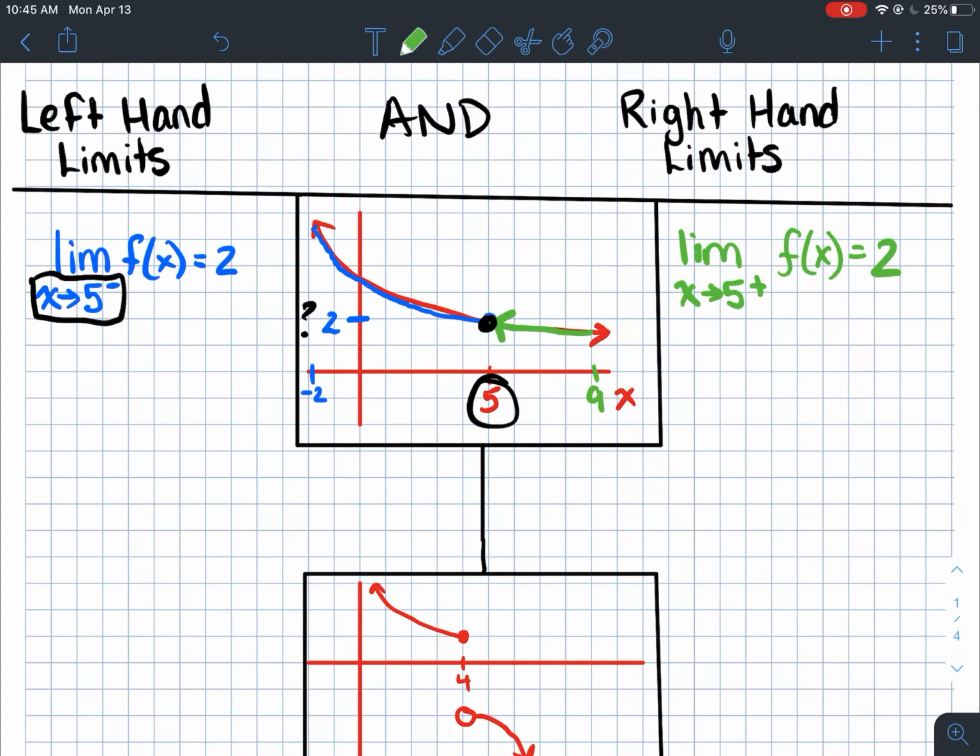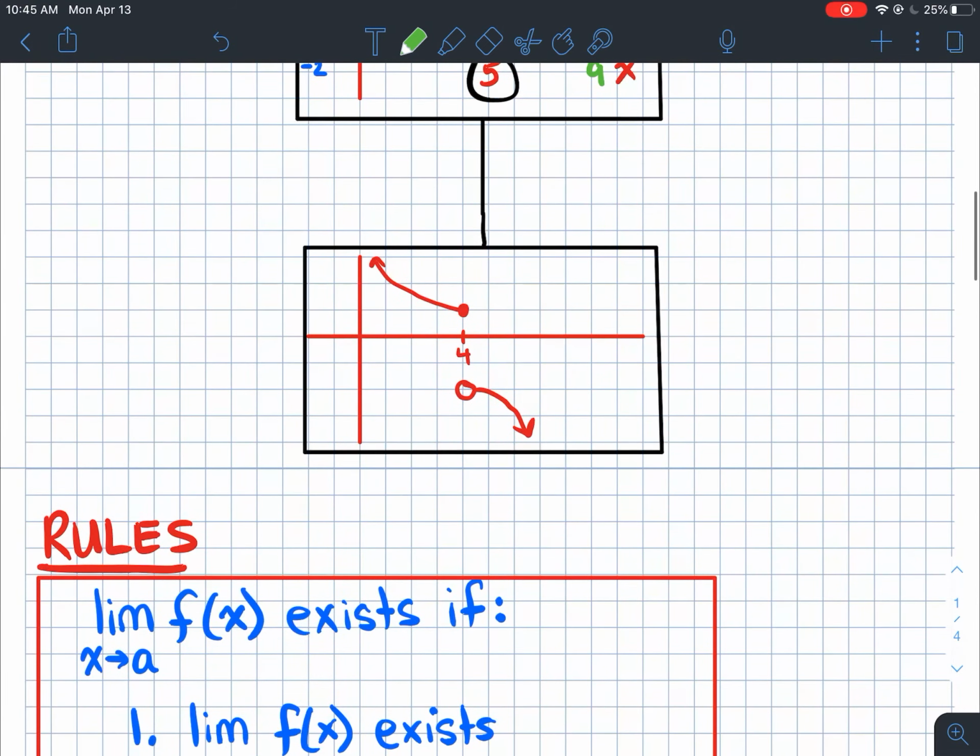Okay, anyways. So you can see that the limit as we approach from the left or right is going to be 2. So it's the same. Neat. It doesn't always have to be the same though.